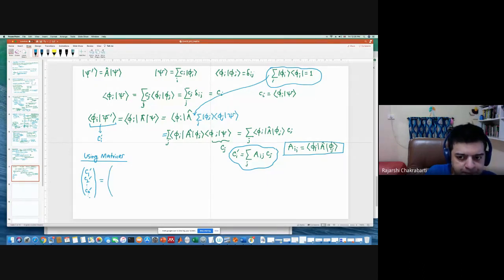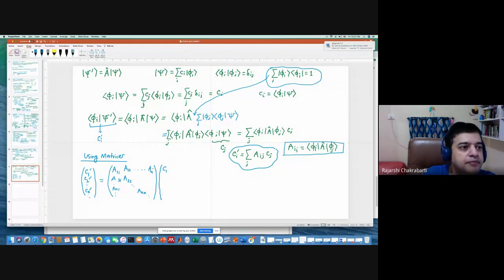This is equal to the matrix Aij. So what should be the matrix element? This is A11. The diagonal elements are like A22, like ANN, dot dot dot. Off diagonal elements are like this: A12, dot dot dot, A1N, dot dot dot, A21, AN1. And then this is multiplied with this column matrix, which is C1, not C1 prime, only C1, sorry, C1, C2, Cn. Okay. This is fine.